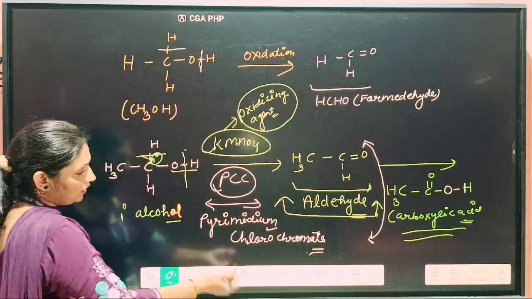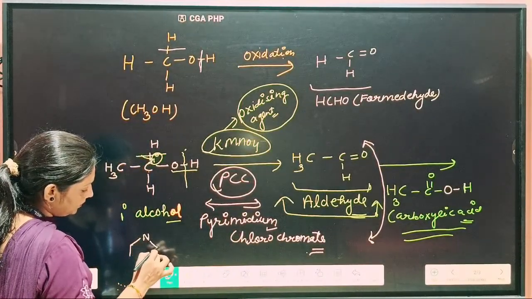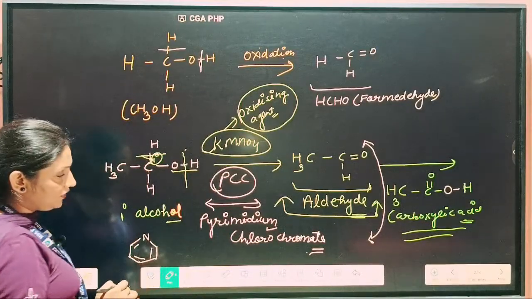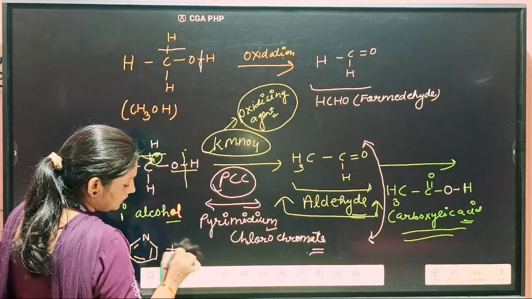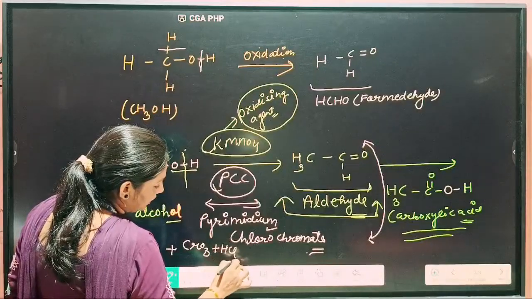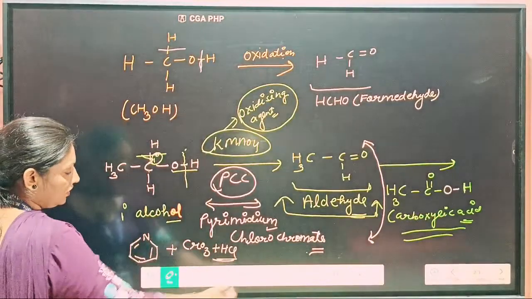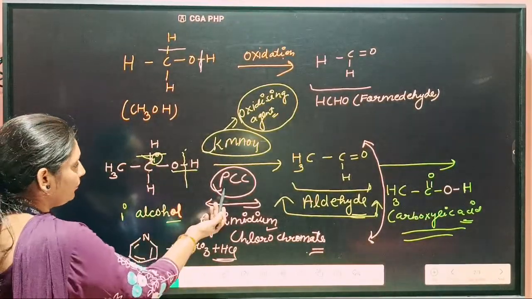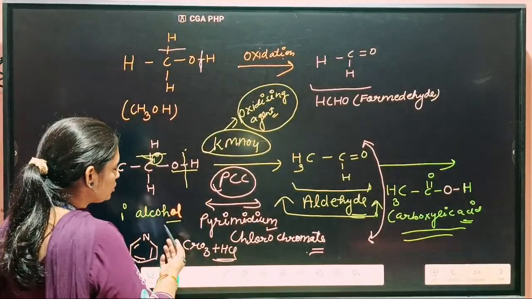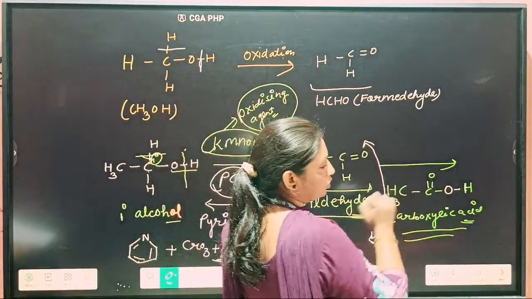This is a mixture of pyridine, this is pyridine C5H5N, plus chromium trioxide plus hydrogen chloride. This is pyridinium chlorochromate. It is a mixture of these three. So if we proceed with this reaction in presence of PCC, we can stop the reaction up to aldehyde only. Then we will not get the carboxylic acid.